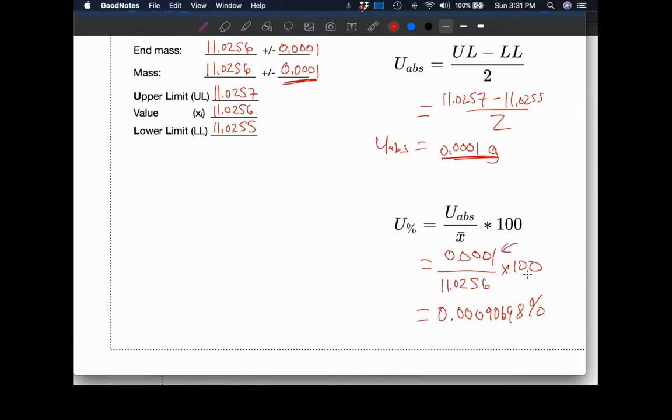Now, this only has one significant digit, and of course, we know that we can only report one significant digit. So in this particular case, we could write the absolute uncertainty as 11.0256 plus or minus 0.0001, or we could express it as 11.0256 plus or minus 0.0009%. In other words, in this case, we're talking about negligible uncertainty, negligible error.